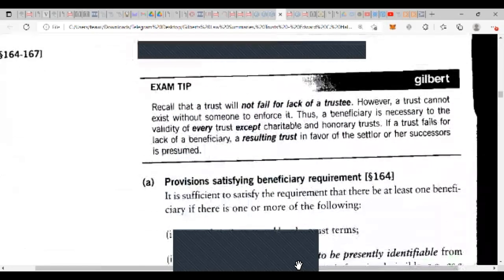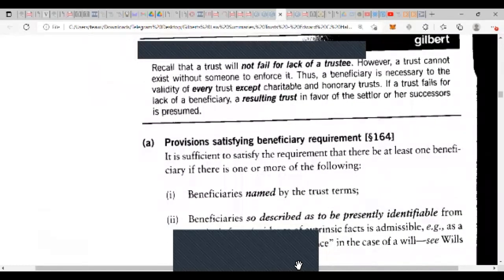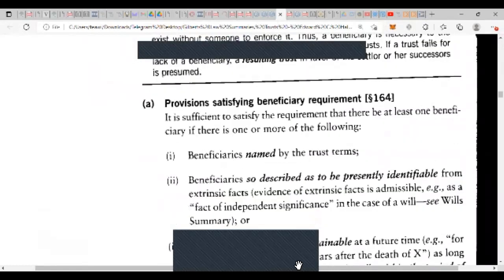Exam: recall that a trust will not fail for the lack of a trustee. However, a trust cannot exist without someone to enforce it. Thus, a beneficiary is necessary to the validity of every trust except charitable and honorary trusts. If a trust fails for lack of a beneficiary, a resulting trust in favor of the settlor or his successors is presumed.